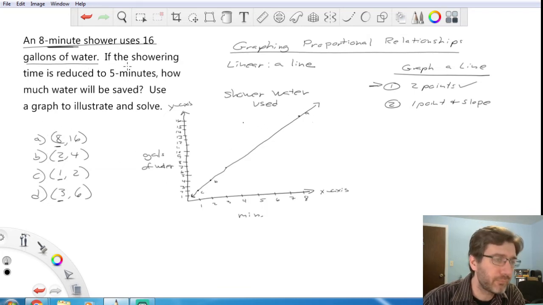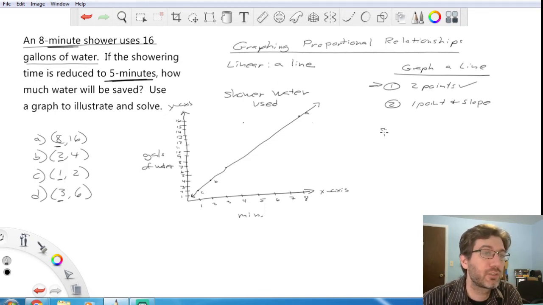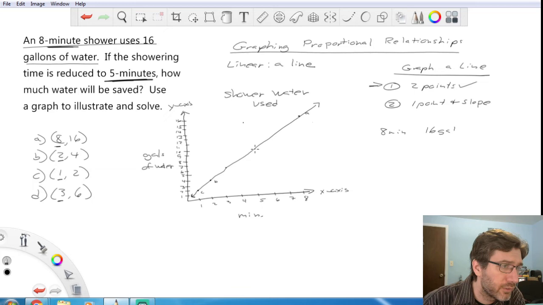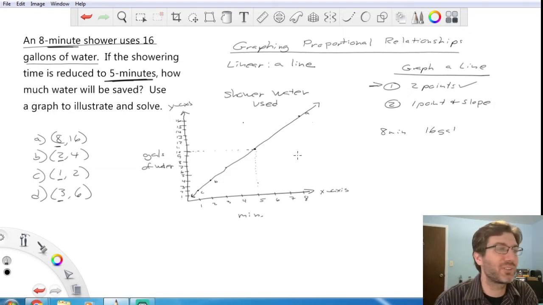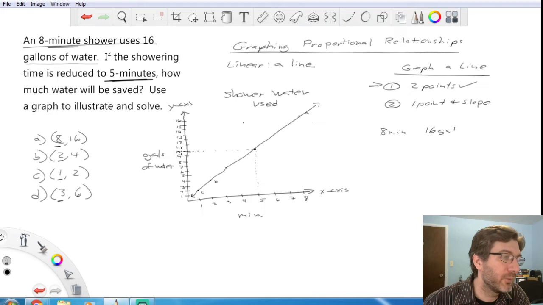So here, we are concerned about the 5-minute mark. If the shower time is reduced to 5 minutes. So, information we know. Again, in 8 minutes, we use 16 gallons. According to our graph, 8 minutes goes to 16 gallons. In 5 minutes, which is about here, you'll note that comes over to about our 10 mark. That actually looked pretty neat for what I did. Again, if you use a ruler, it's going to be a lot clearer. But this is our 10 mark.